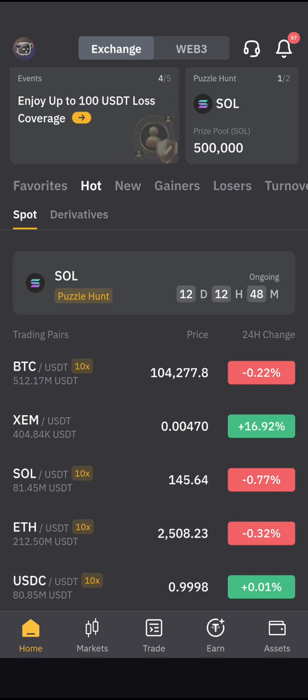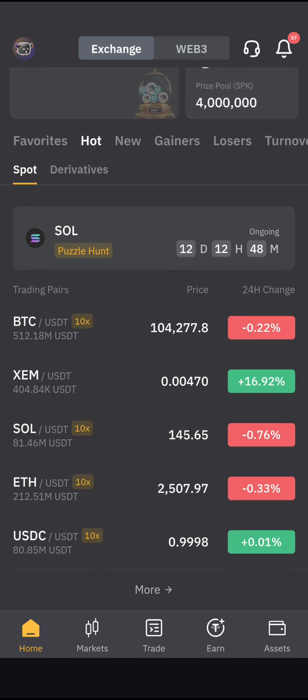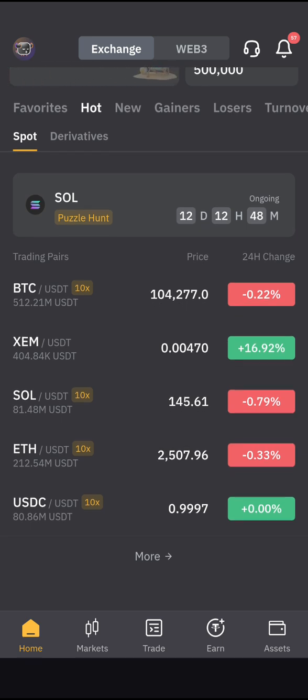Okay, so looking at the Hot, you can see all those coins that are available here are highly volatile, because they usually go up and down every 15 minutes or every 5 minutes or every 3 minutes. You can take advantage of those few minutes, dive into it and make your profit, then go out before the market collapses again.